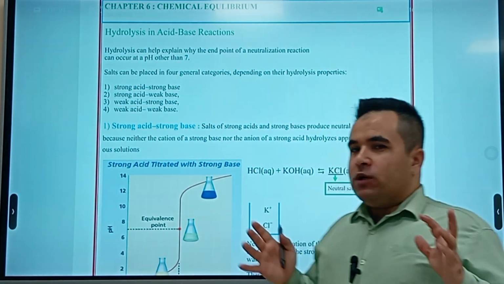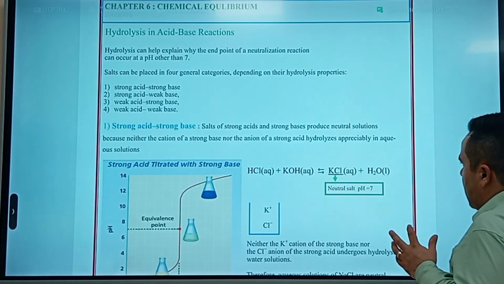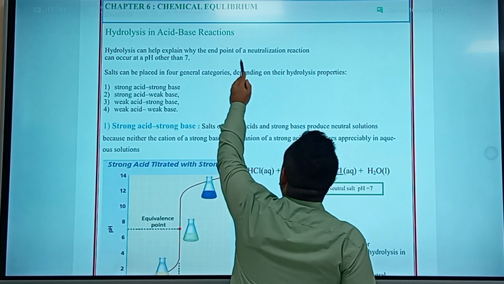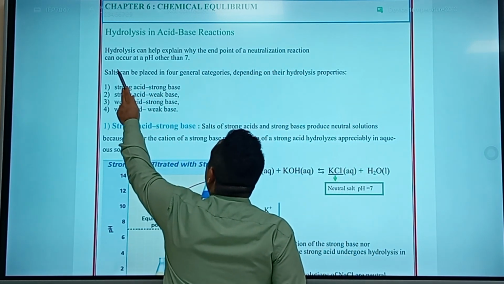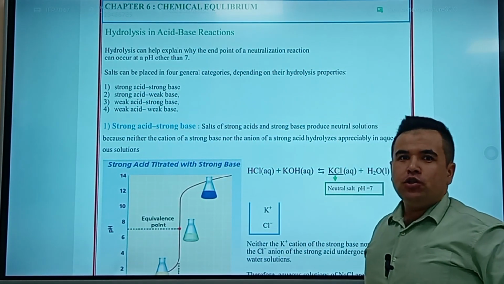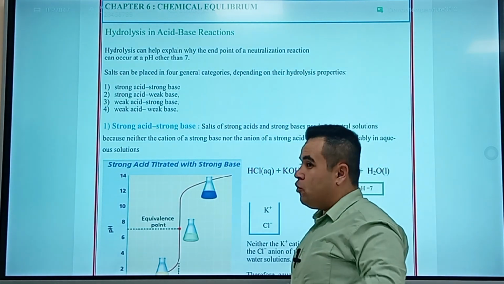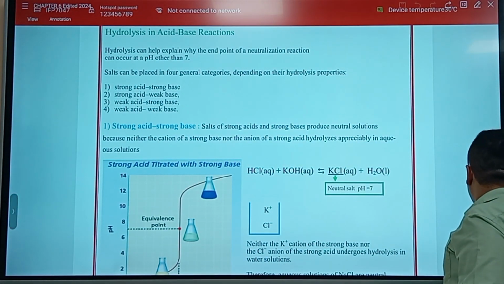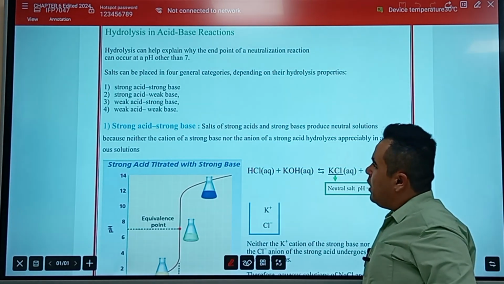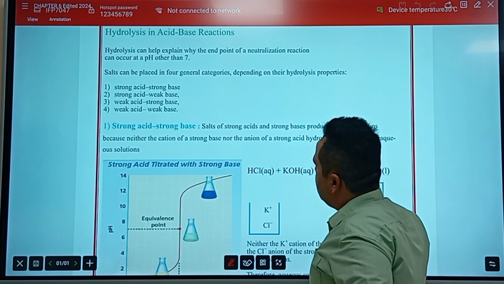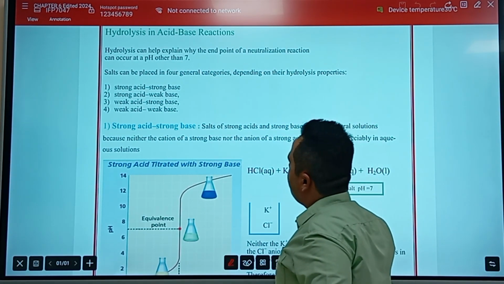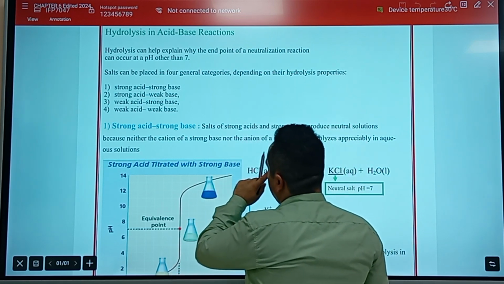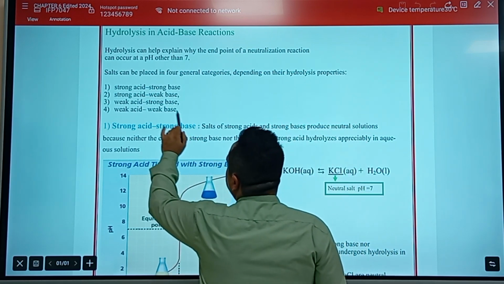Graphically, we will be showing what the buffer region is, and how hydrolysis can help explain why the endpoint of a neutralization reaction can occur at a pH other than 7. So we will be using hydrolysis to talk about the titration procedures and to understand why we may have endpoints at values other than 7.